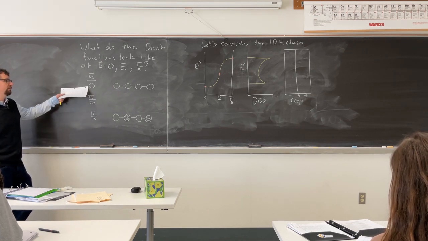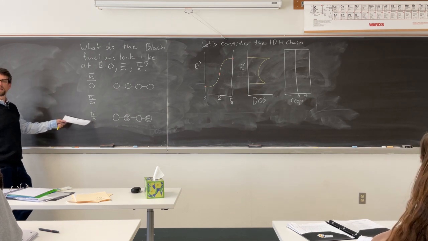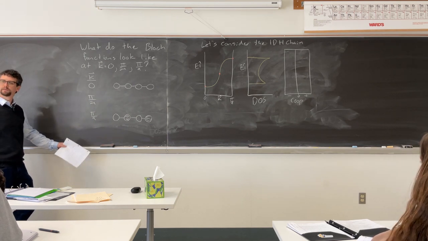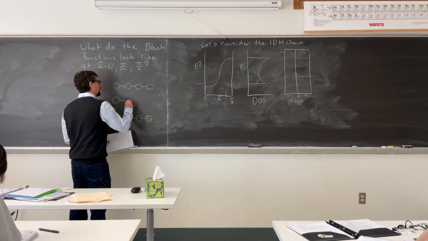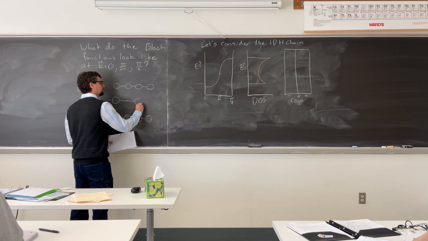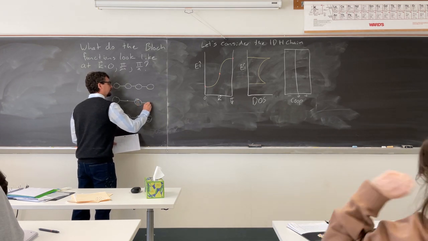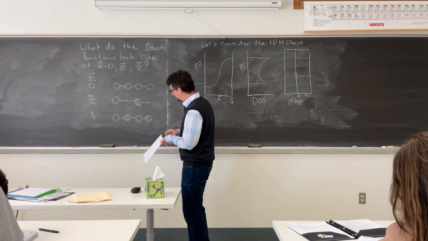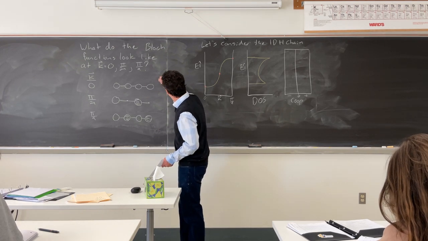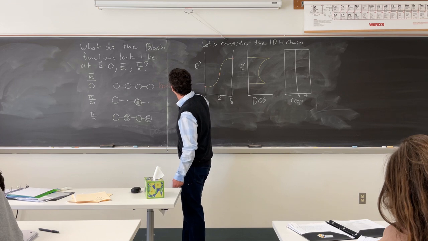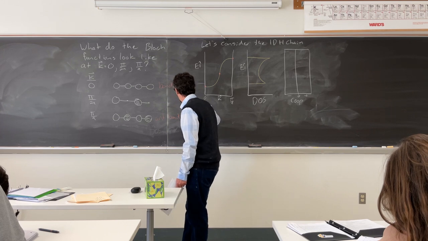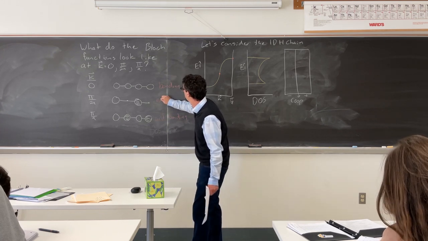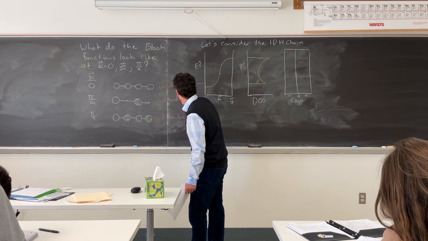So at 0, we get a bonding combination. At pi over a, we get anti-bonding. In the dead center, non-bonding. No character on that s orbital. Switches phase, so on. So we get bonding, anti-bonding. What about the center?